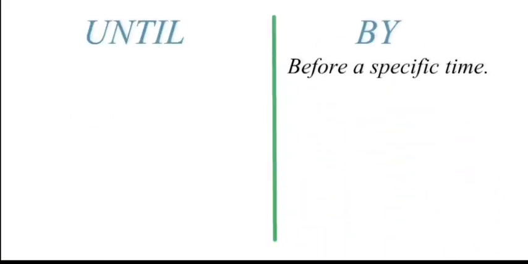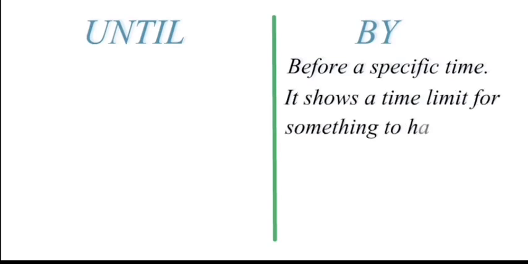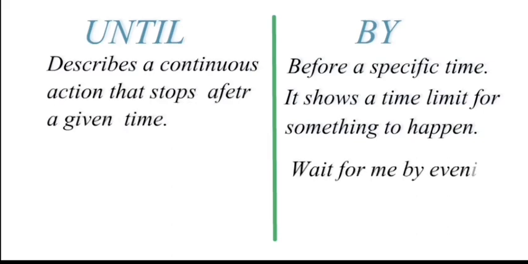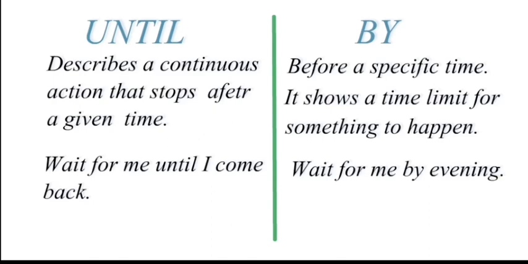So what's the difference? By means before a specific time. It shows a time limit for something to happen. And until describes a continuous action that stops after a given time. See the same sentence. Wait for me by evening. Here the specific time is given, evening. And wait for me until I come back. That means there is no specific time given, but the continuity of the work is shown. Alright then, now we'll move on to the next set of prepositions, which is ago and before.